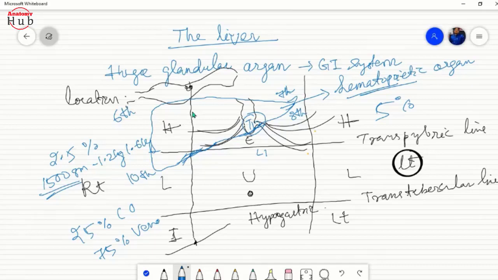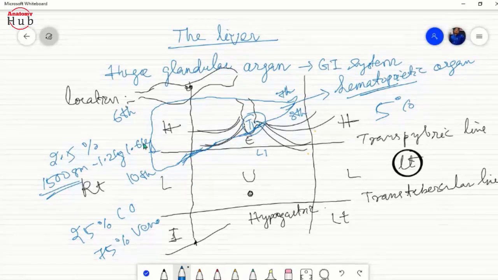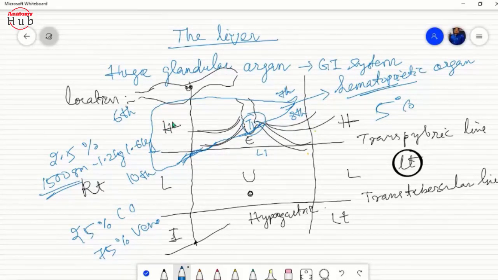In an adult, you'll find the liver present in the right hypochondriac region, epigastric region, and the left hypochondriac region. But some part may come towards the right lumbar region. Fine. So this liver is actually wedge shaped. It is a wedge shaped organ.